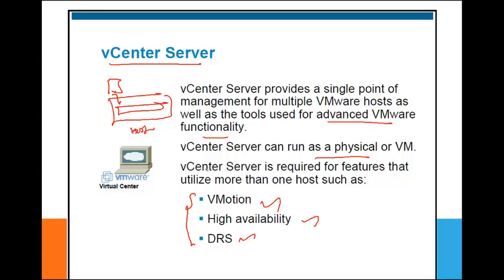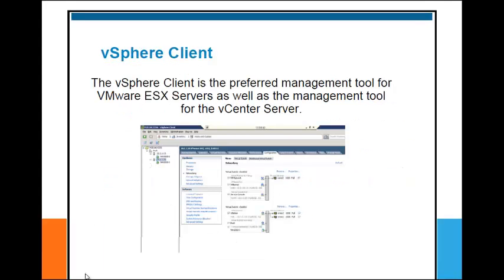vCenter server is required for the feature. Okay, why we need vCenter server? vMotion, high availability, and DRS. Client. vCenter client is a preferred management tool because it's a GUI for a VMware ESXi server, as well as a management tool for vCenter server. So to manage using GUI, we need what? vSphere client.